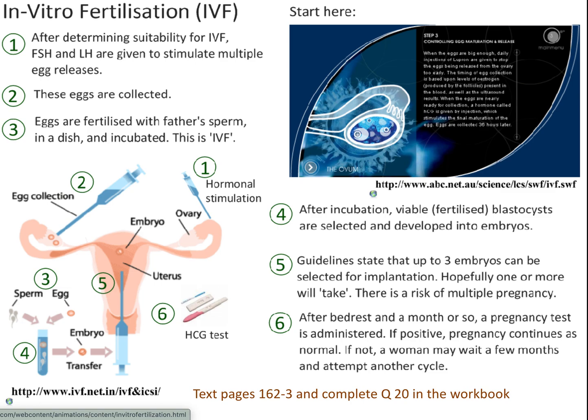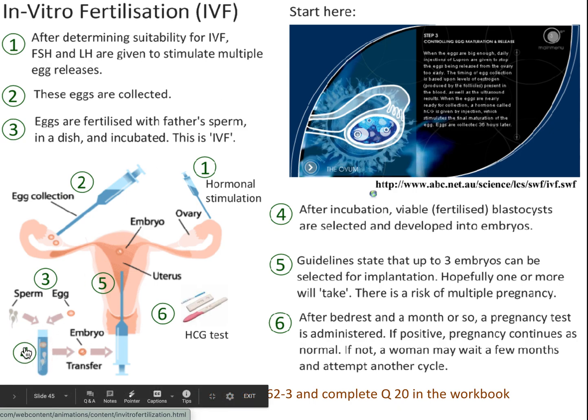So they actually are going to give some drugs first to the female to make her normal cycle stop. And then once it has, they're going to give lots of FSH and LH to stimulate tons of eggs to be released at once, which isn't natural for the body to do. But because of this increased amount of hormone, it releases multiple eggs. These eggs are then removed from the female, and then the eggs are fertilized with the father's sperm in a dish outside of the body, and they're incubated. So this is called in vitro fertilization.